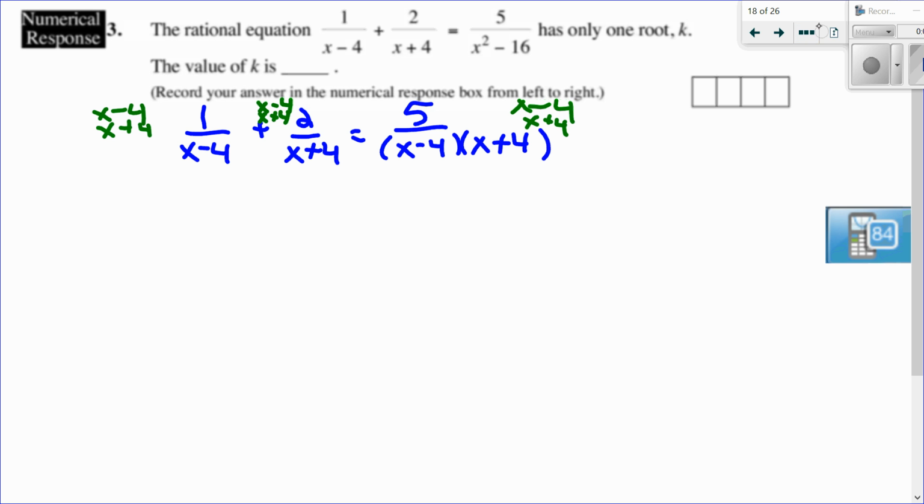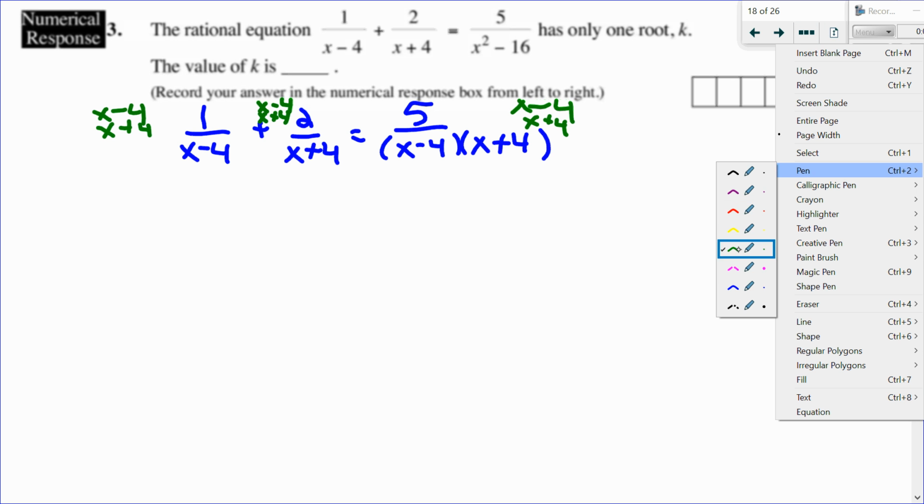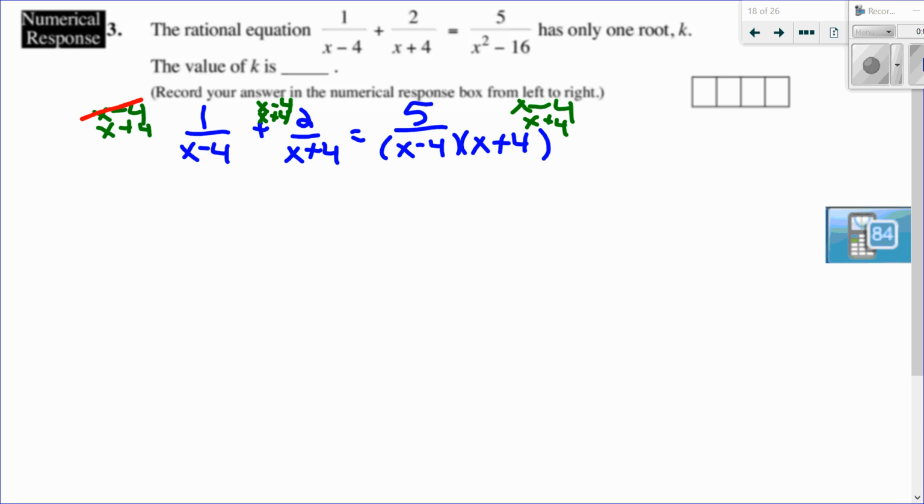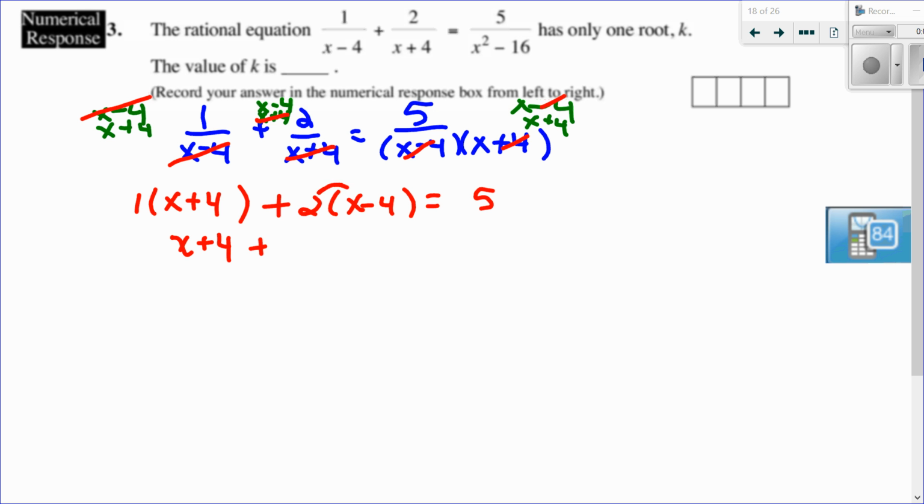Okay, so now let's go ahead and simplify. So multiply by x minus 4, divide by x minus 4, I'm left with 1 times x plus 4. Plus, multiply by x plus 4, divide by x plus 4, I'm left with 2 times x minus 4 equals. Now here, everything cancels to be just 5. So I have x plus 4 plus 2x minus 8 equals 5.